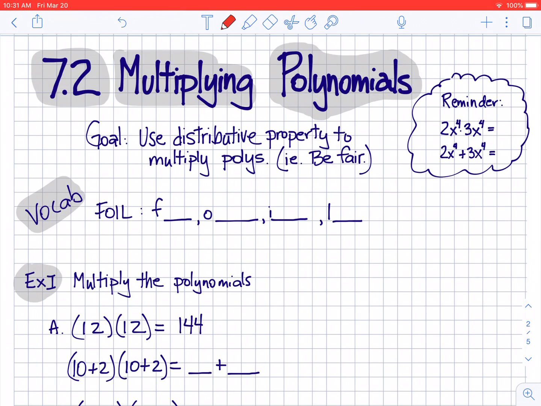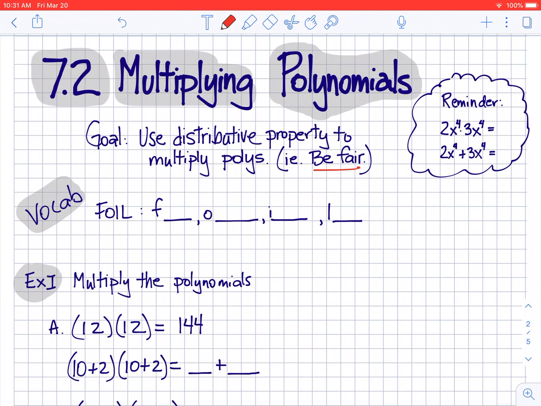Okay, today's lesson is multiplying by polynomials, 7-2, and we are moving on from addition. Eventually we will cover division as well. But today's goal is to use the distributive property to multiply polynomials. One of the ways I try to get kids to think about this is the idea of to be fair.